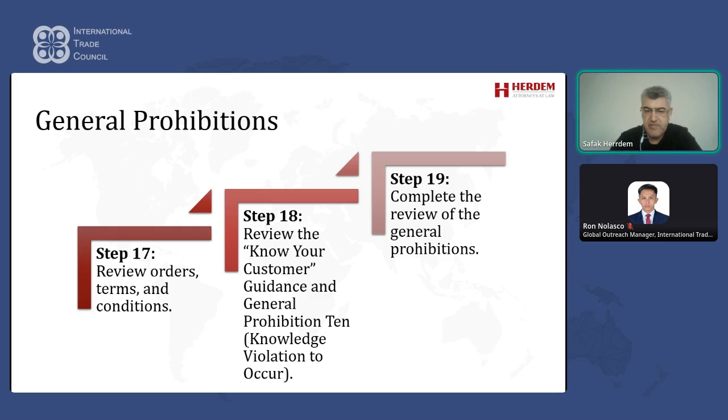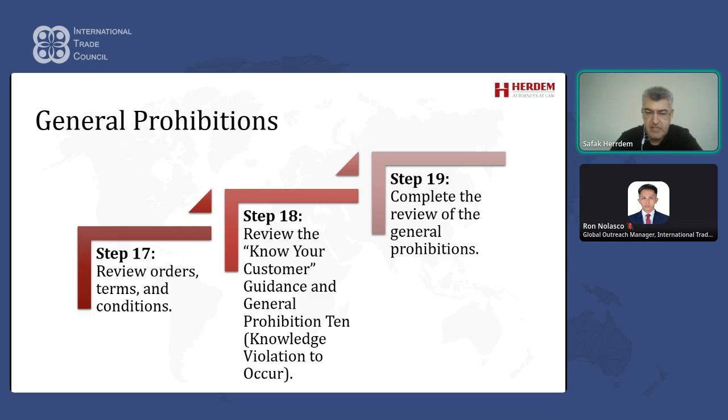Step 18 is the review of the Know Your Customer guidance and General Provision 10 at the same time. The license requirements under the ER are determined solely by the classification, end user, ultimate destination, and conduct of a U.S. person. And General Provision 10 prohibits anyone from proceeding with a transaction with knowledge that a violation of the ER has occurred or is about to occur. It also prohibits related shipping, financing, and other services, and General Provision 10 applies to all items subject to the ER.